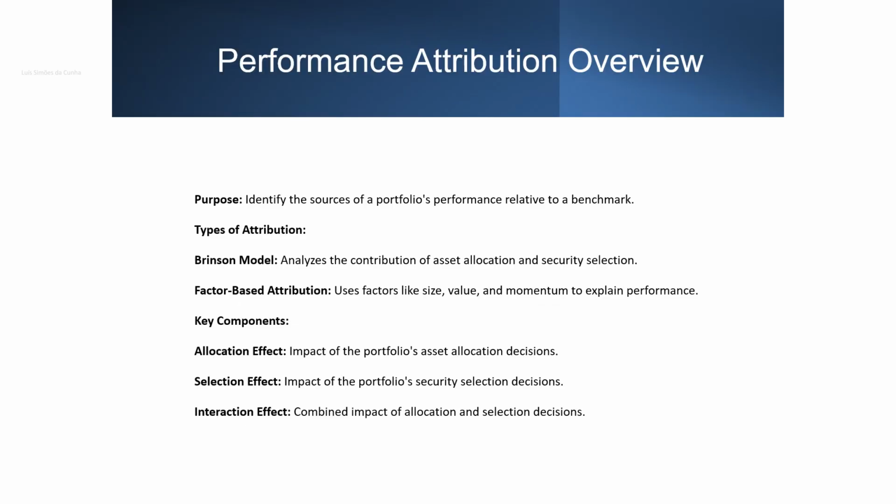Performance attribution aims to identify the sources of a portfolio's performance relative to a benchmark. Common models include the Brinson model, which analyzes asset allocation and security selection, and factor-based attribution, which uses factors like size, value, and momentum. Key components of attribution include the allocation effect, selection effect, and interaction effect.